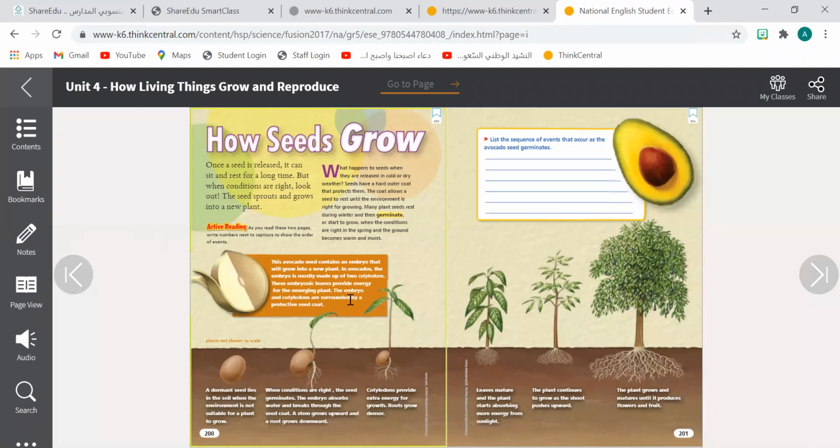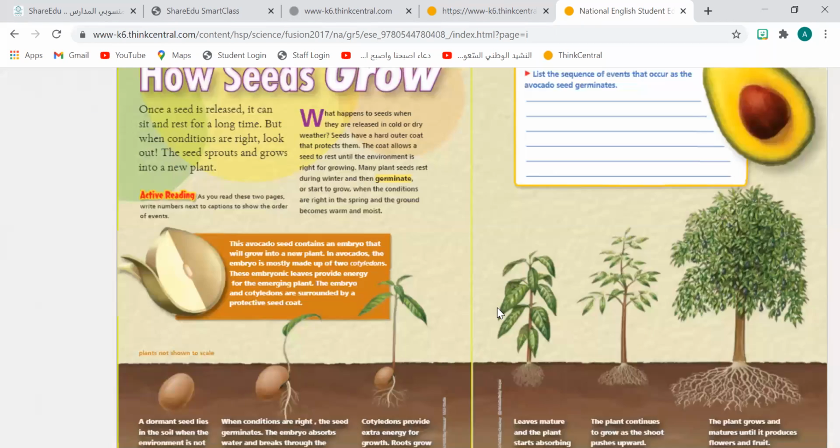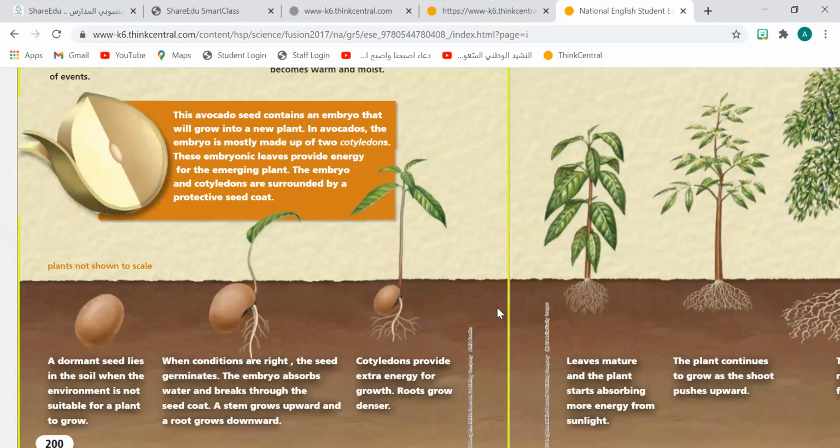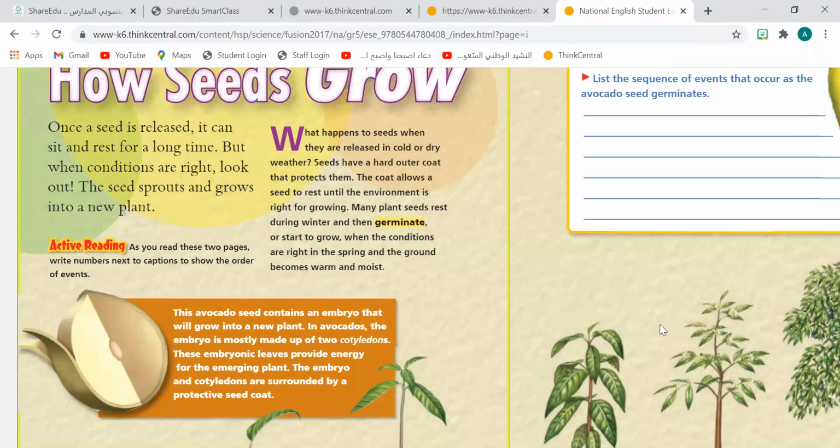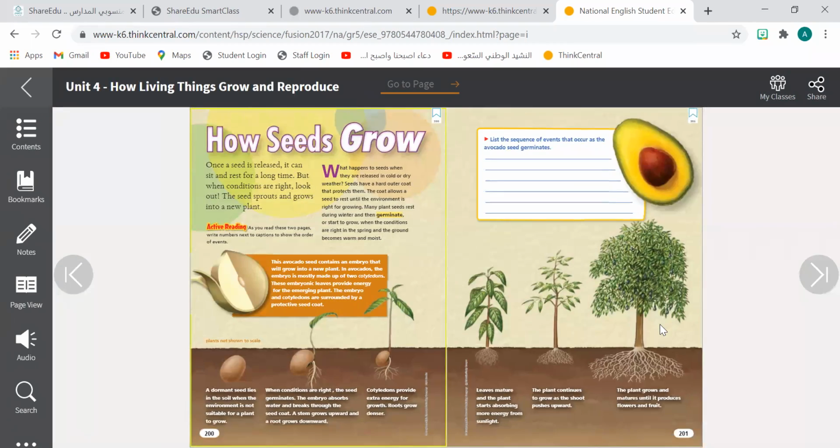So in this page, we learned two things. First of all, the embryo will absorb water and then break down. After that, the cotyledons will provide extra energy and then it will continue growing. The word over here is germinate. What is germinate, Maria? For the seed to start to grow. Excellent, when the seed starts to grow.